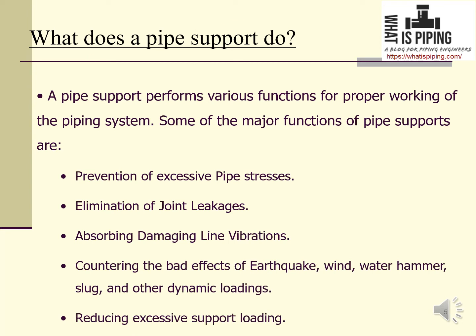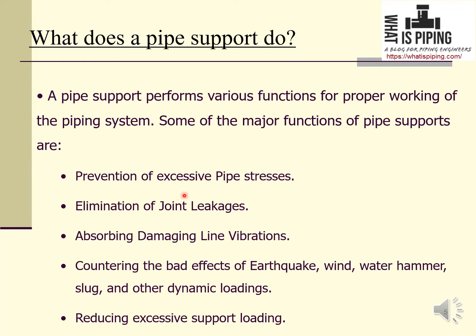Now, what does a pipe support do? Means what are the main functions of a pipe support? Why do we need pipe supports in a system? A pipe support performs various functions for proper working of the piping system. So what are those functions? Some of the major functions of pipe supports are: first is prevention of excessive pipe stress. So during stress analysis, one of our functions is to minimize or reduce the stresses within code allowable. So piping supports can help us in reducing these excessive piping stresses.